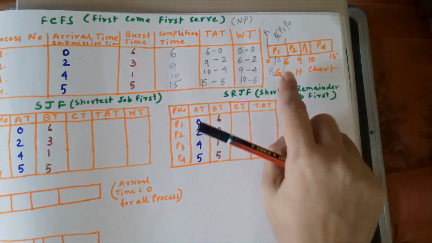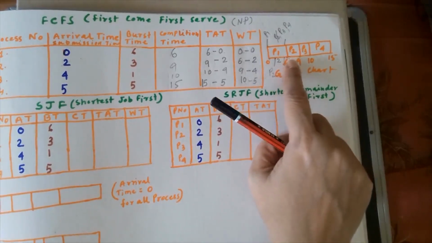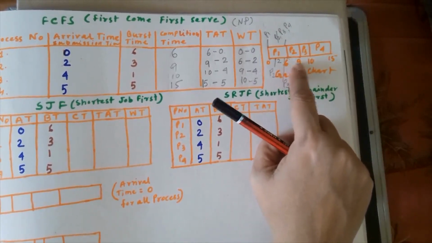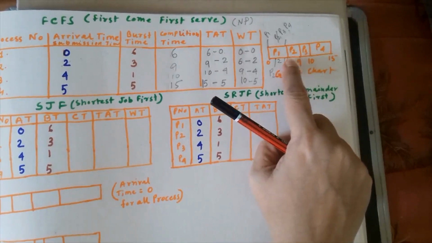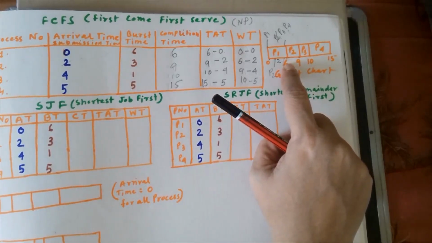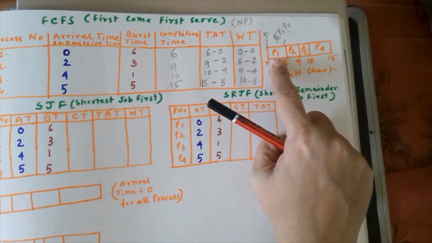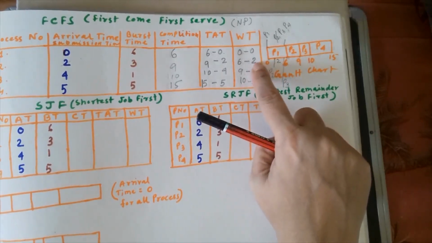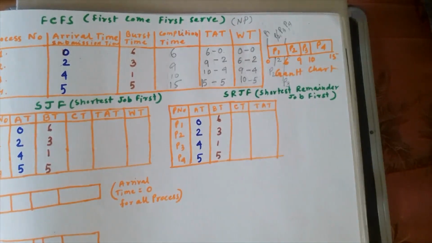Now let us make it clear once again. 6 it has taken for execution. So from 6 to 9 is execution for P2. It is not waiting for P2. When is the waiting time for P2? When P2 has waited, it entered the system at 2 and it was taken for execution at 6. So 2 to 6 is the waiting time for P2.